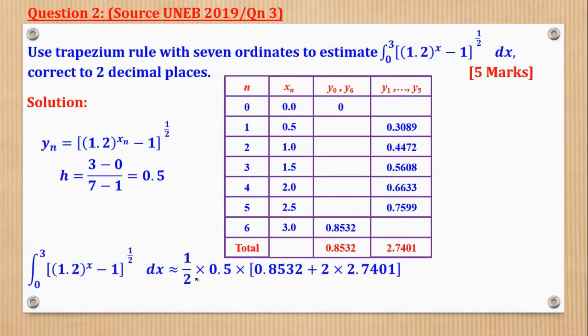Therefore, we shall now substitute. It's not a must that you quote the formula, as long as you know that it will be a half times h times, in brackets, the sum of the extreme values plus 2 times the sum of the intermediate values. So as long as you know that formula, there's no need to quote it first because it is already there in your mathematical table.